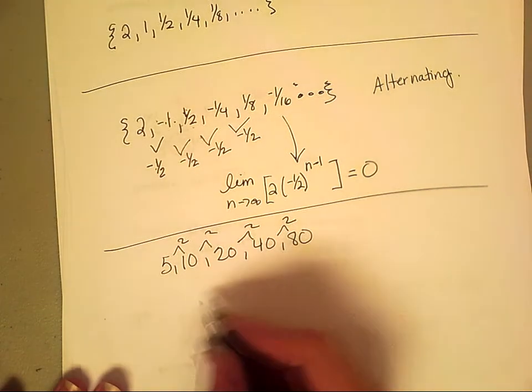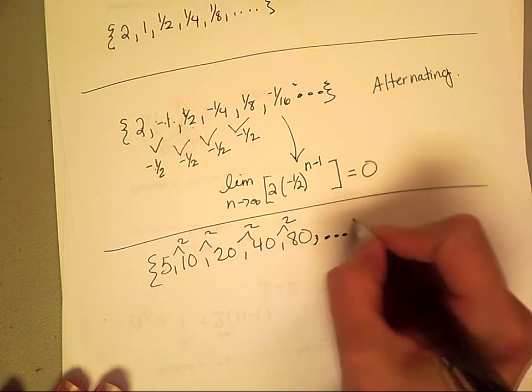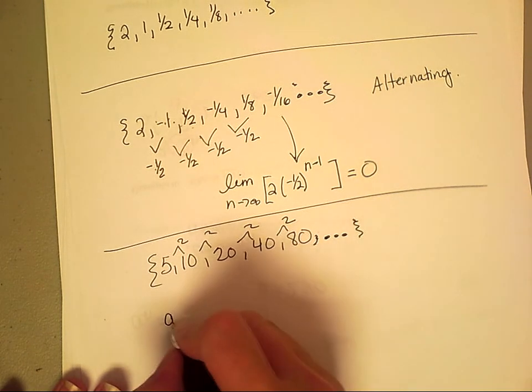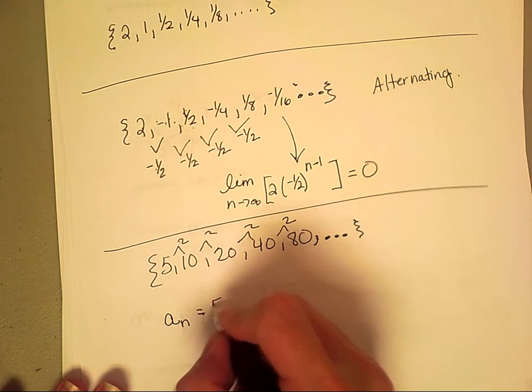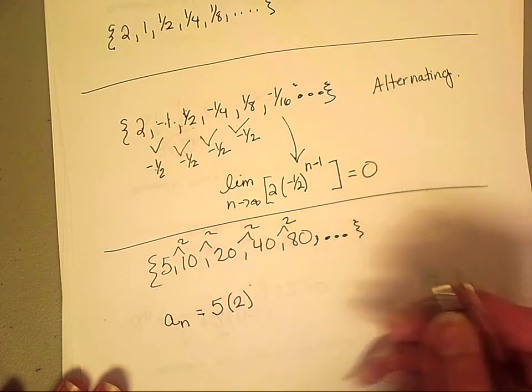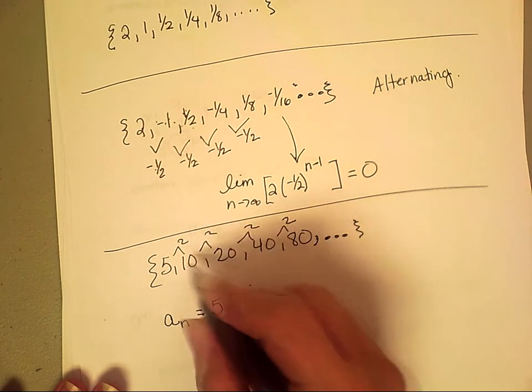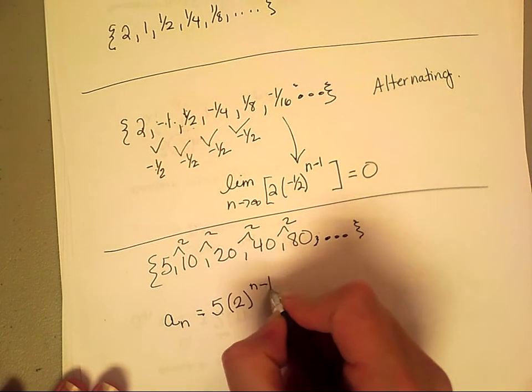So what is the generating term for this? Well, a sub n has to be equal to the first term, a, times the common ratio, r, which in this case is 2, to the n minus 1.